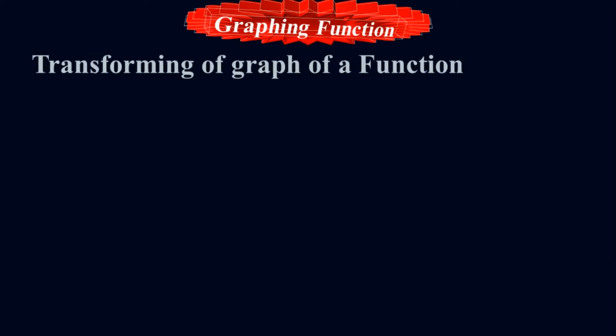Transforming the graph of a function. How to transform the graph of a function from one place to a different place in the xy plane. Suppose I have the function y equals x square. First I need to draw its graph, and then we'll add some changes to x square and see where the graph transforms in the xy plane.